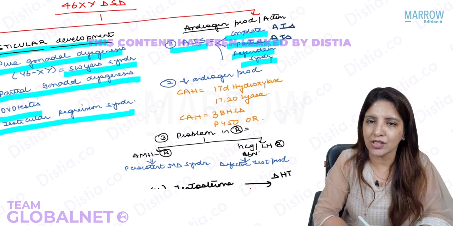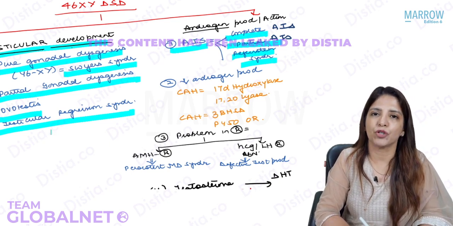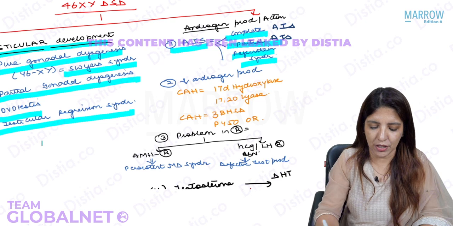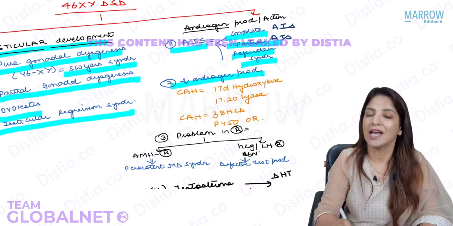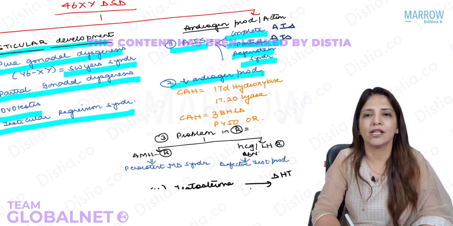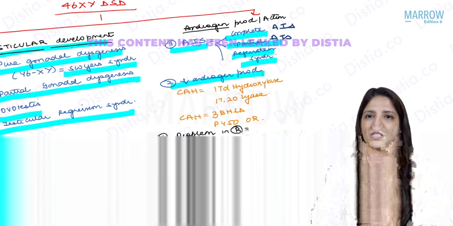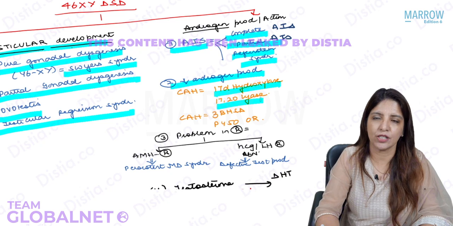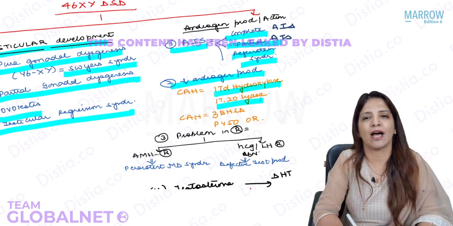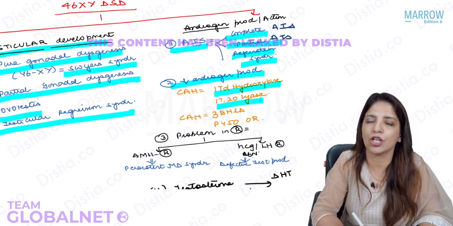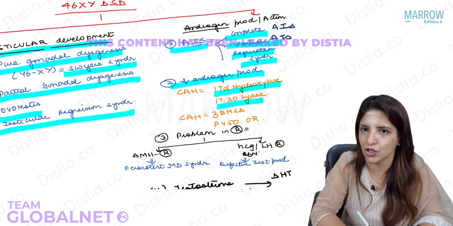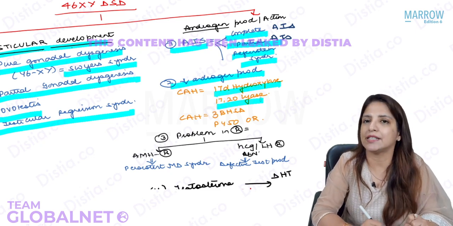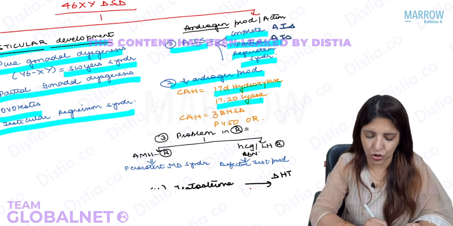The second DSD could be that a 46XY individual is producing less androgens. Just now we saw that congenital adrenal hyperplasia due to 17,20-lyase deficiency and 17-alpha hydroxylase deficiency, or congenital adrenal hyperplasia due to 3-beta HSD or P450 oxidoreductase deficiency, leads to decreased androgen production in intrauterine life.